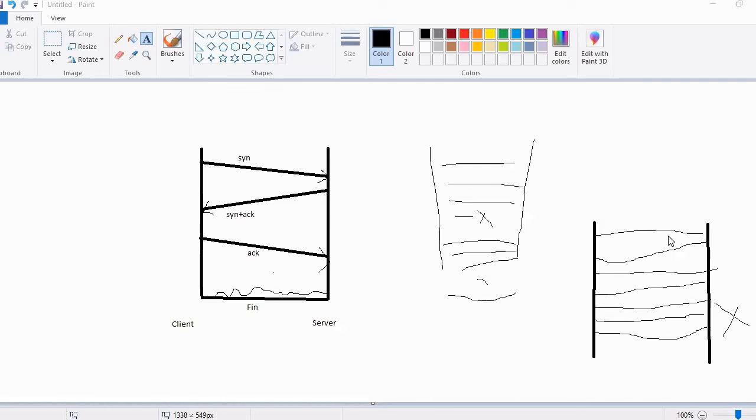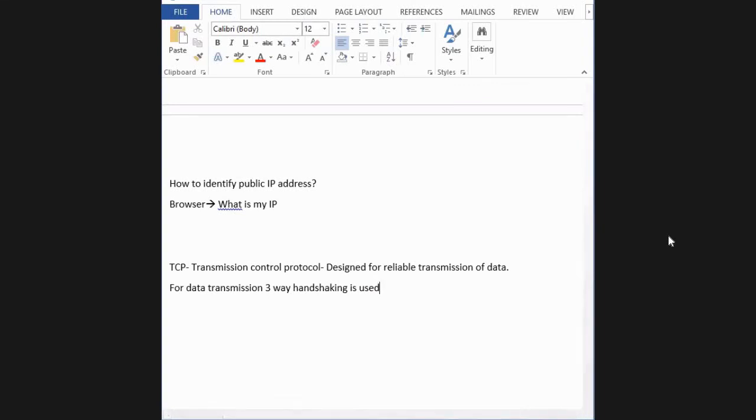Okay, so let me share the notes. We will take quickly the notes of TCP handshaking, which we have discussed just now.